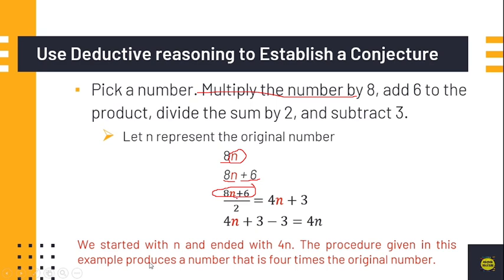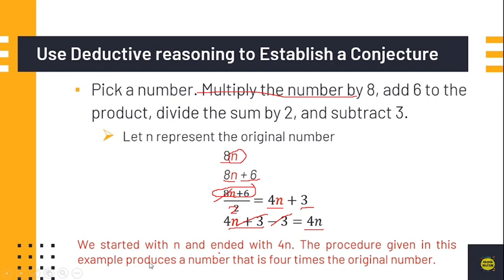We can simplify this. 8 divided by 2 is 4n, and 6 divided by 2 is 3. So 4n plus 3. Then subtract 3, so 4n plus 3 minus 3. The 3 minus 3 is 0, and what remains is 4n. So we started with n and ended with 4n. The procedure given in this example produces a number that is 4 times the original number.